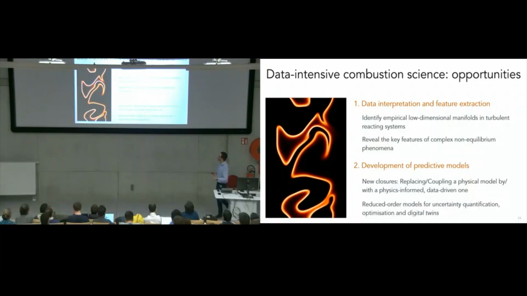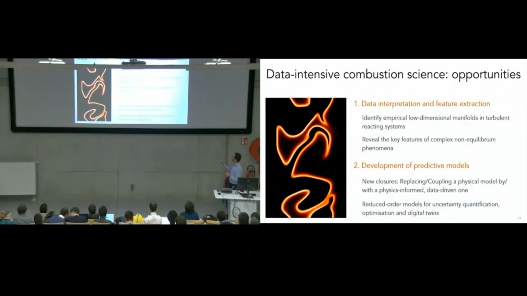Okay, so what are the things that I will talk about, and what are, in general, the things that are interesting in our community. There is a lot of data interpretation and feature extraction. I will talk a lot about that. And this is important because we want to identify low-dimensional manifolds in turbulent reacting systems, meaning we want to find an optimal compression for our state space to reduce the number of variables that we have to account for.